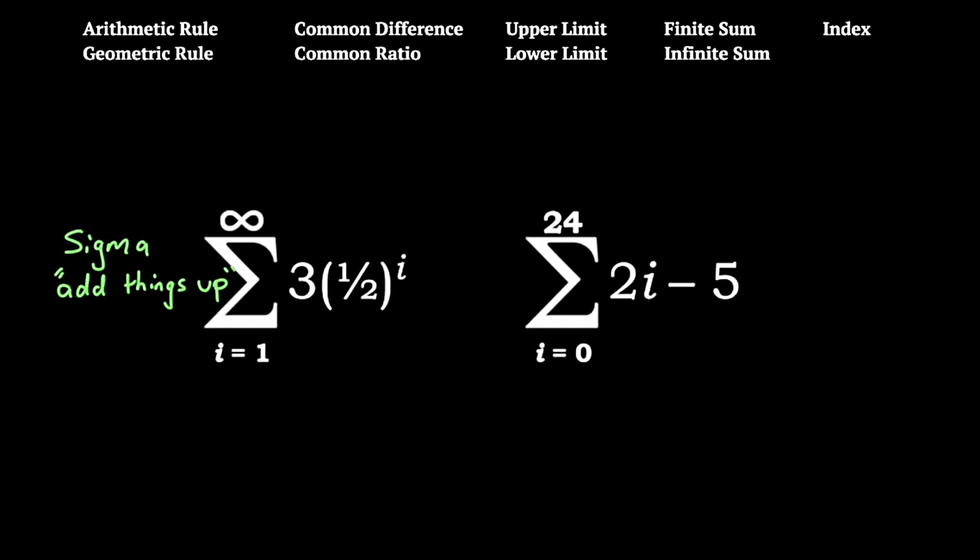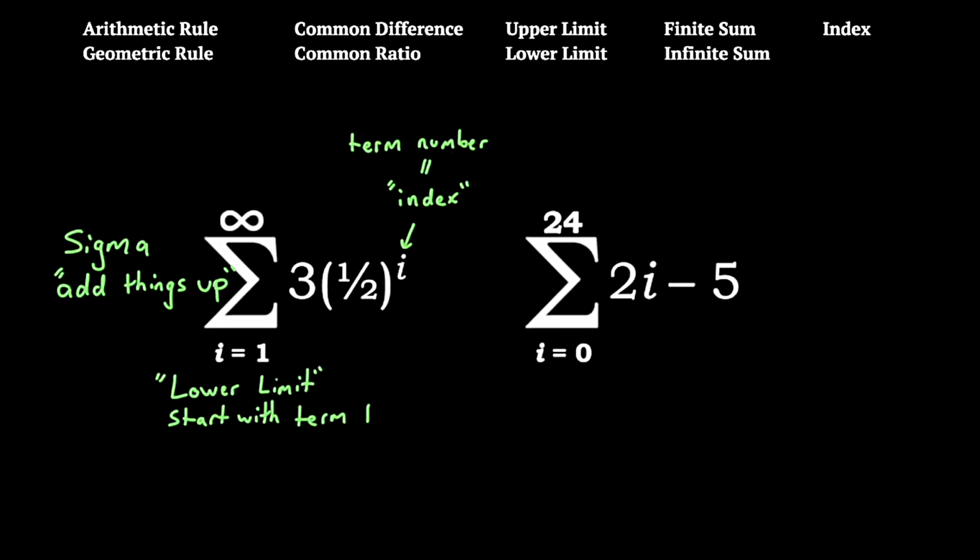So it's kind of a bummer that they use the letter i. It's not the imaginary number i, but they used i for the word index. And if you're indexing things, it just means that you're counting them up. So it's really just the same thing as the term number. Underneath sigma here, we have something called the lower limit. It says i equals 1. That just means that our first term, we're starting with the term number 1. And you could contrast that with over here, we have i equals 0. That means that our first term is going to be the 0 term.